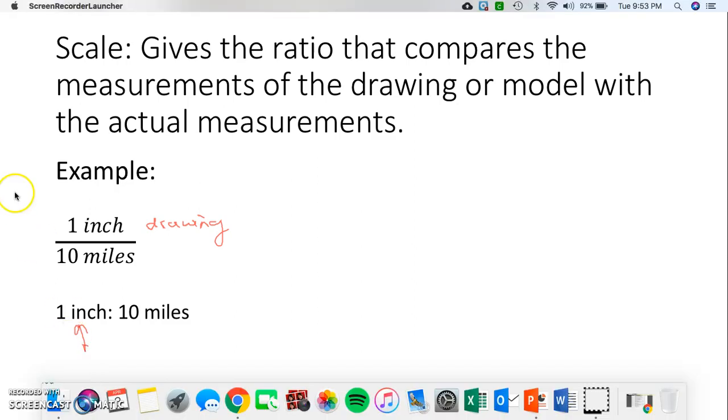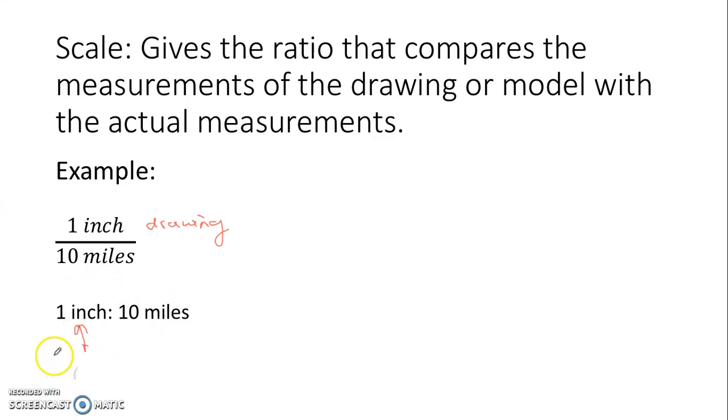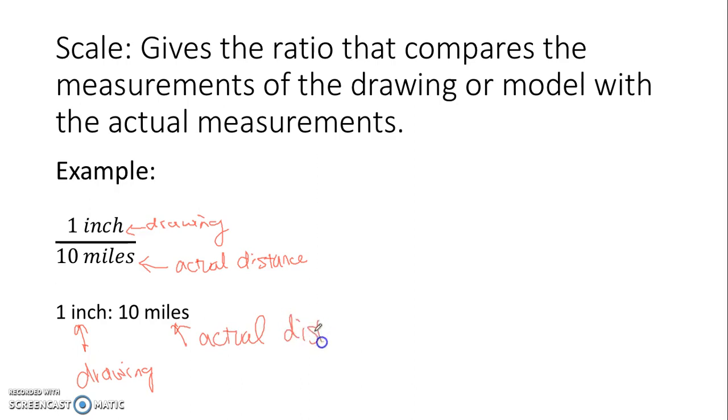This is what our drawing is going to be, our scale drawing or scale model. So 1 inch on a map is going to represent 10 miles in real life, or the actual distance. Maybe it means height, maybe it means depth, whatever the case may be. It's the one that's in real life, the actual distance. So it's comparing the drawing or the model to the actual distance.